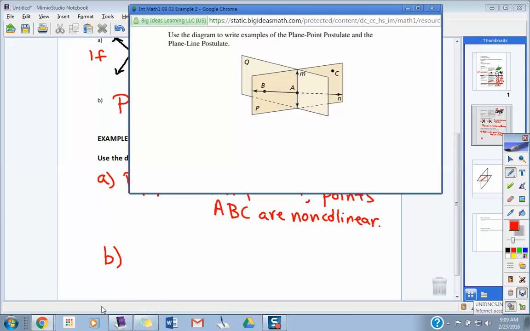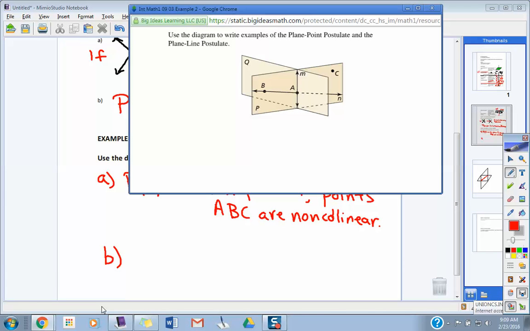What are the names of the planes again? Plane Q and plane P. There's no point by it, okay? These two planes cross. Which line do they cross at? How would I name that line where they meet? They meet at line M, don't they?